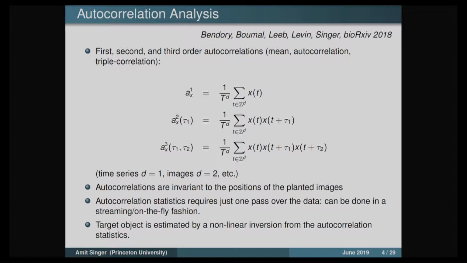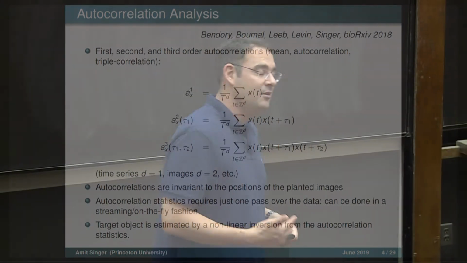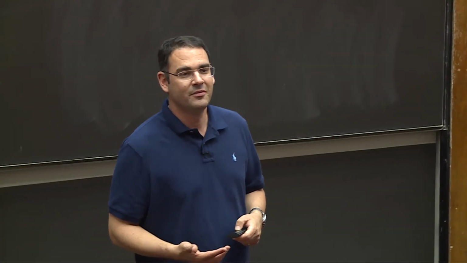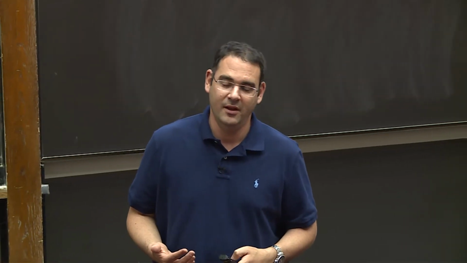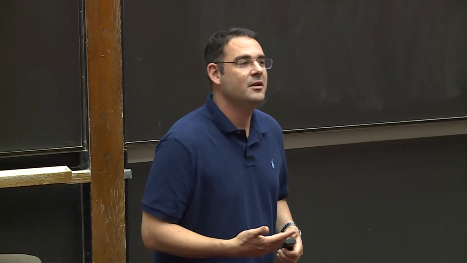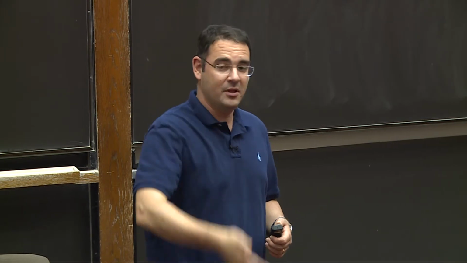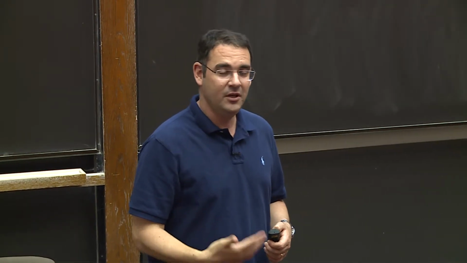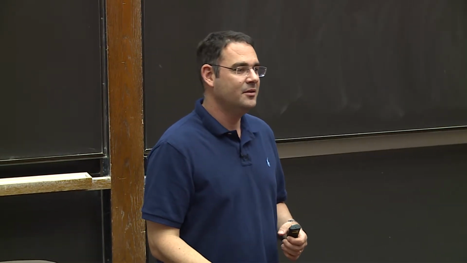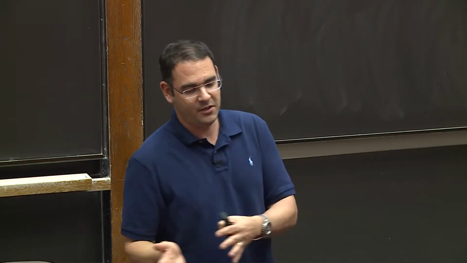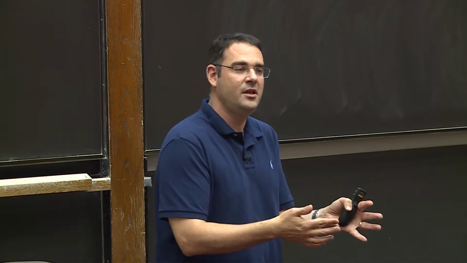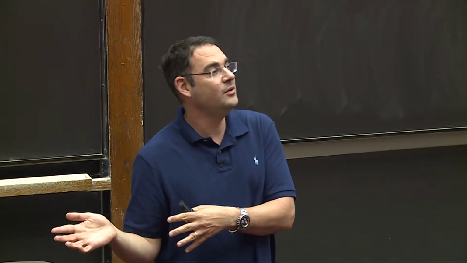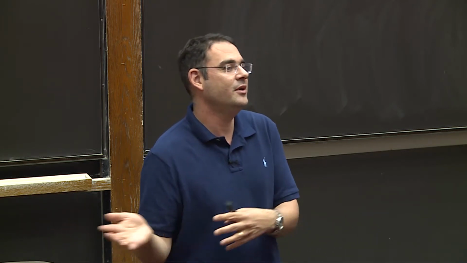You will see later on that in CryoEM, especially with small molecules, we may need lots and lots of images. So it's really what's called a big data problem. And autocorrelation analysis allows you to solve this problem with just one pass over the data. You only need to gather the statistics in the first stage. And then there is a second stage where we need to solve some nonlinear inverse problem, to go from the statistics to estimating the object, like the image or the 3D structure.